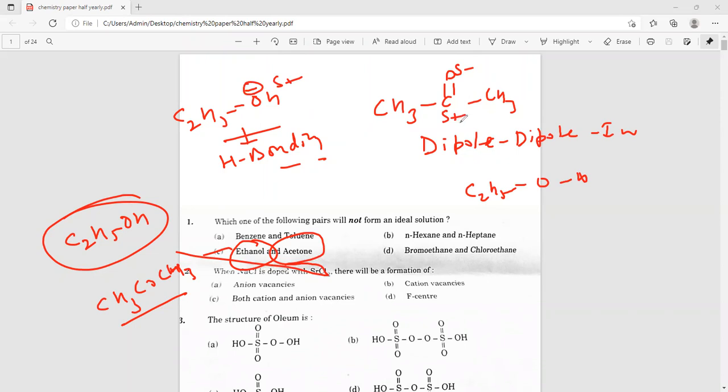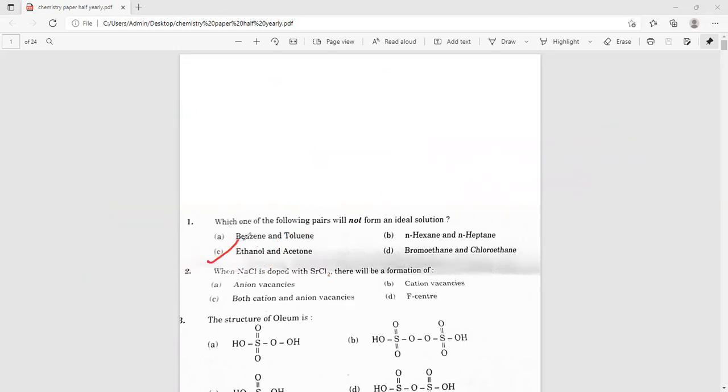Then hydrogen is connected with this oxygen and oxygen is connected with this carbon. Hence, after mixing, they form hydrogen bonding. It means they form a non-ideal solution. The third one is the right answer.